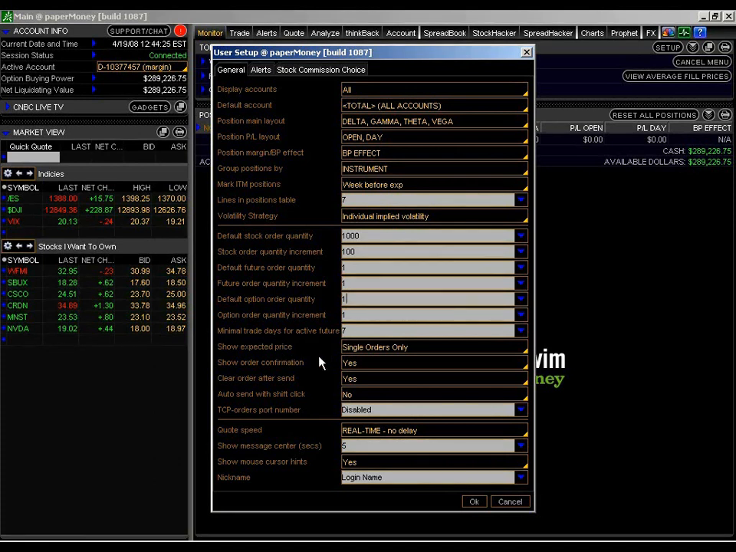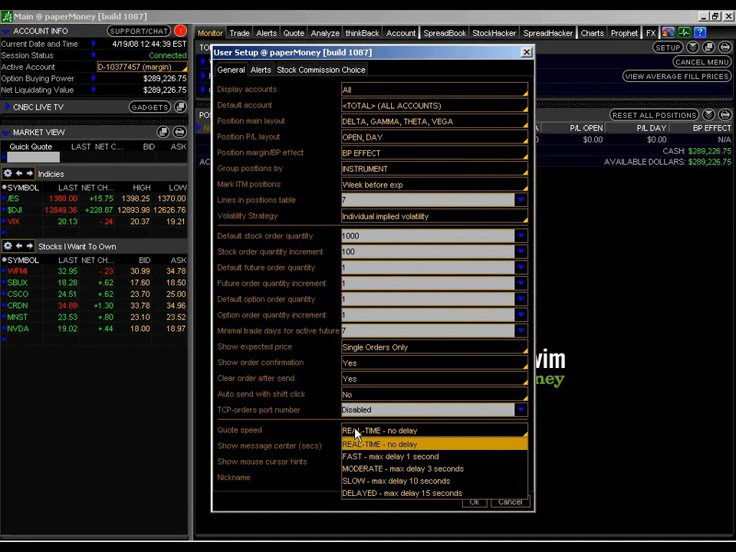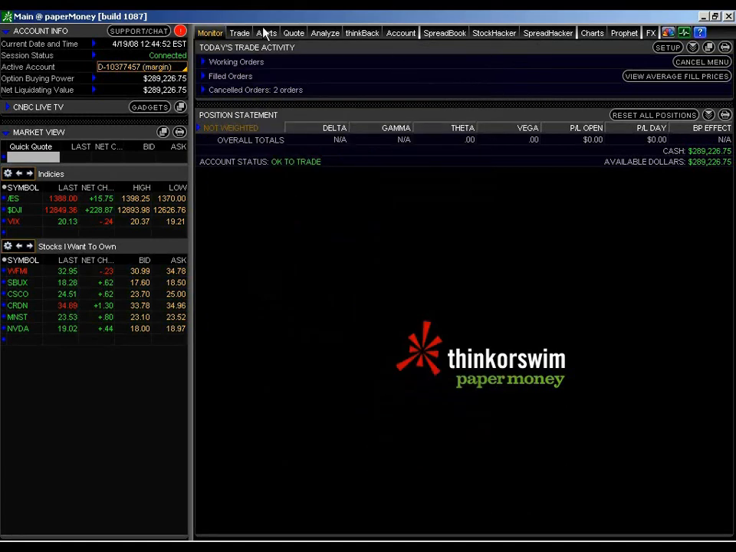Show the expected price. You want single orders only. Show order confirmation, yes. Clear after order send, yes. You want quote speed. Normally you want either real time, no delay, or fast, max delay 1 second. I like real time, no delays. And that's pretty much it. You can click OK on that, and then what I'll do is I'll show you.